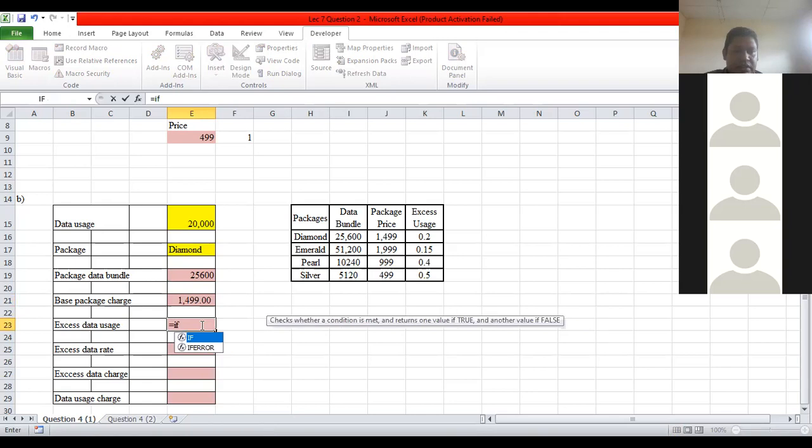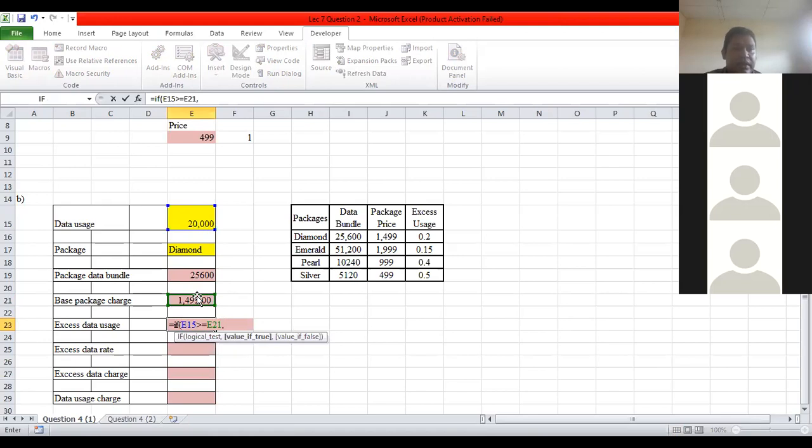You need to take an IF function. Then first you need to check whether the data usage is greater than the package data bundle. Greater than or equal, you'll find the package data bundle above. It's not E21, it's E19, no? So then you are checking whether it is greater than that.